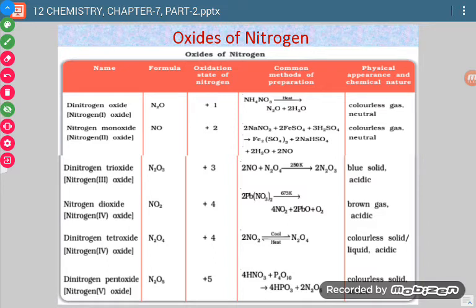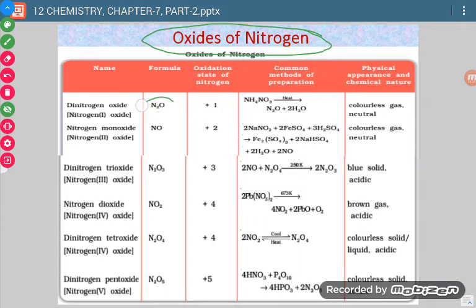Now we come to oxides of nitrogen. First of all, those compounds which contain oxygen, which are formed by the combination with oxygen, they are called oxides. So when nitrogen combines with oxygen, then it forms oxides of nitrogen. Okay. Now there are so many oxides. One of the oxides is N2O.